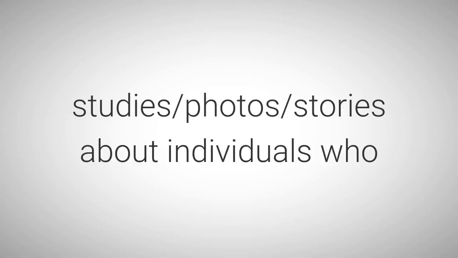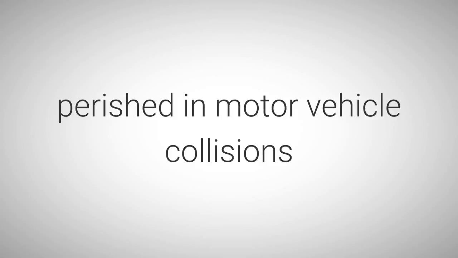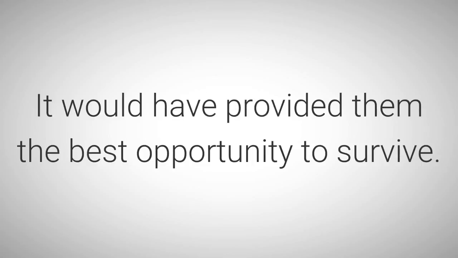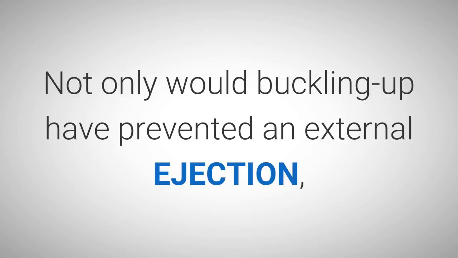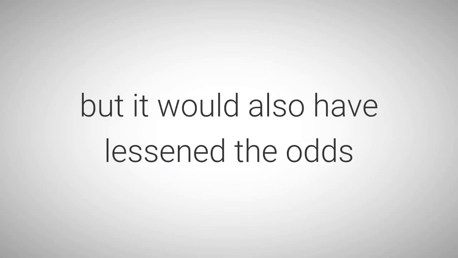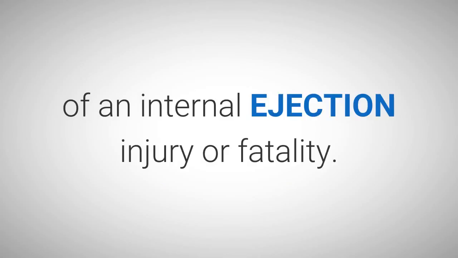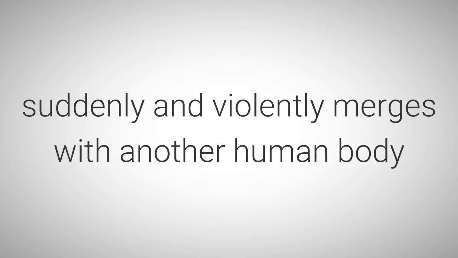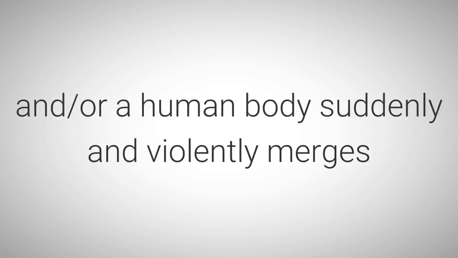Room to live. Over the years, there have been countless studies, photos, stories about individuals who perished in motor vehicle collisions because they did not remain in the safest location inside their vehicle, buckled up in the vehicle seat. It would have provided them the best opportunity to survive. Not only would buckling up have prevented an external ejection, but it would also have lessened the odds of an internal ejection injury or fatality. Internal ejection collision is when a human body suddenly and violently merges with another human body and/or a human body suddenly and violently merges with a part of the interior of the vehicle. Picture 10-7 below.